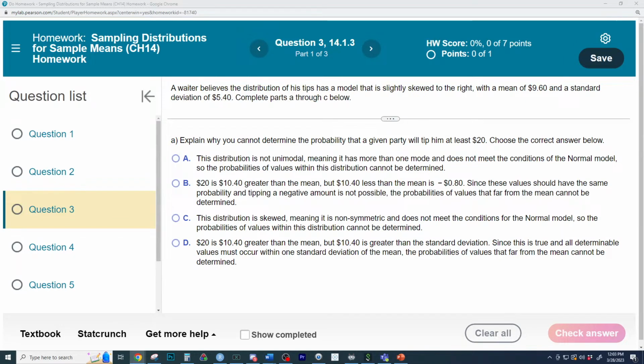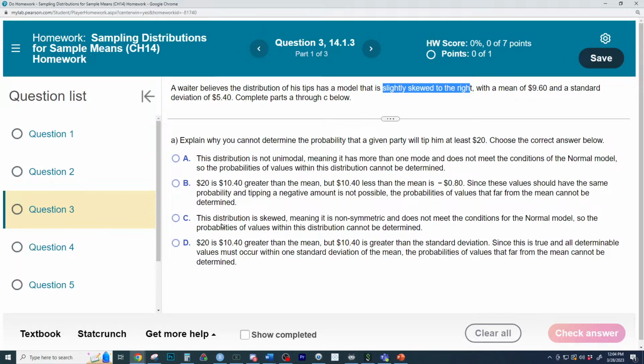It's not 201. Chapter 14 homework. A waiter believes his distribution of tips has a model that is slightly skewed to the right with a mean of this and a standard deviation of this. There's mu and there's sigma because tips are quantitative. Explain why you can't determine the probability that a given tip will be at least $20. Oh, it's skewed to the right, and he's talking about singular tips. This is not the distribution of the mean.